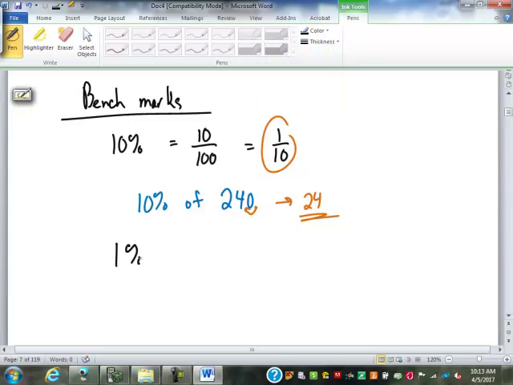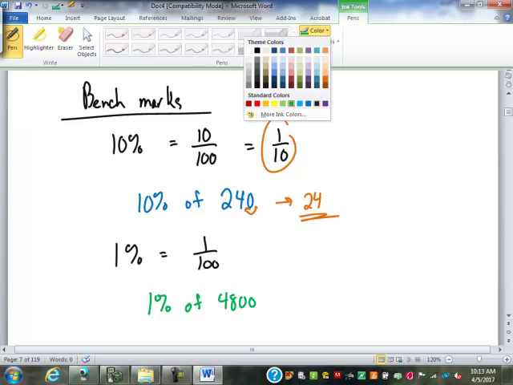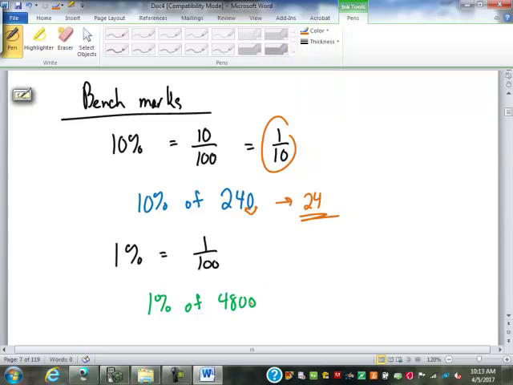One percent means 1 out of 100, or 1/100th. If I want to find 1% of 4,800, well, 1% is 1/100th. So dividing by 100 means I just move the decimal point over two spots. That would be 48. Is 1% of 4,800.